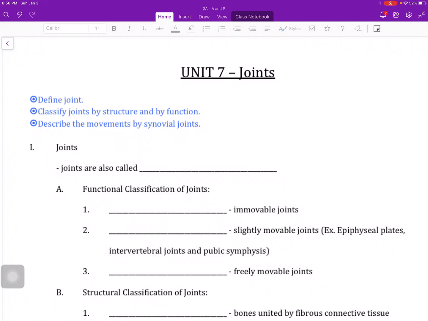Okay, guys, we're ready to start Unit 7, Joints and Joint Movements. Welcome back to the new year. Happy New Year. Second semester. Ready to jump right into it.